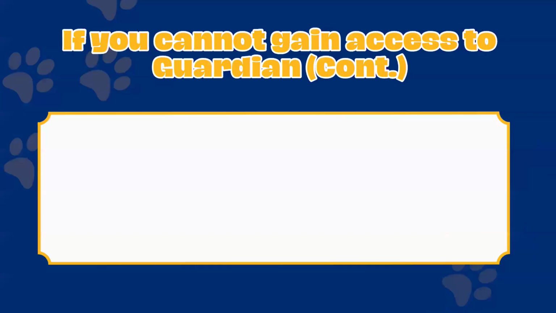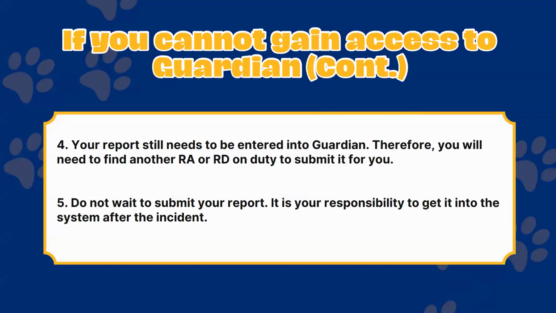Now, let's continue discussing what to do if you cannot gain access to Guardian. First and foremost, it's crucial to remember that your report still needs to be entered into Guardian. If you are unable to log in, please find another RA or RD who is on duty to help you submit your report. Secondly, don't wait to submit your report. This is your responsibility after the incident. Timeliness is key in these situations. So, if you face any issues accessing Guardian, reach out for assistance right away. It's important to ensure that all necessary information is documented properly.